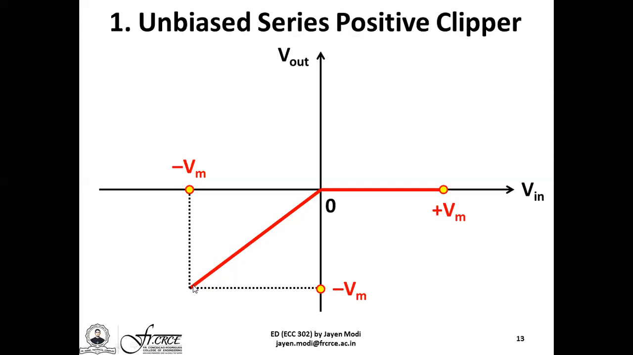Yes, the slope of this straight line is 1, unity, because whatever are the variations in the input signal, the exact same variations are transmitted or transferred to the output signal itself. Hence the name is voltage transfer characteristics, because you actually know the behavior of the circuit, that is how the output signal is obtained for an input signal applied. This was for the first main part, unbiased series positive clipper.